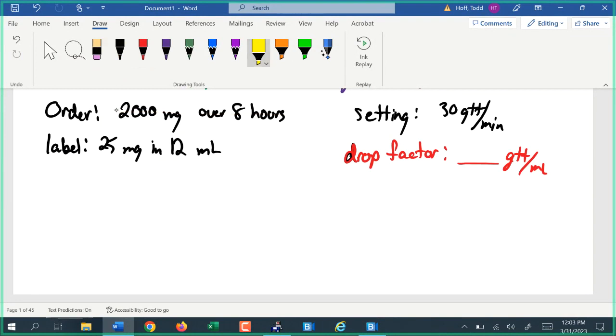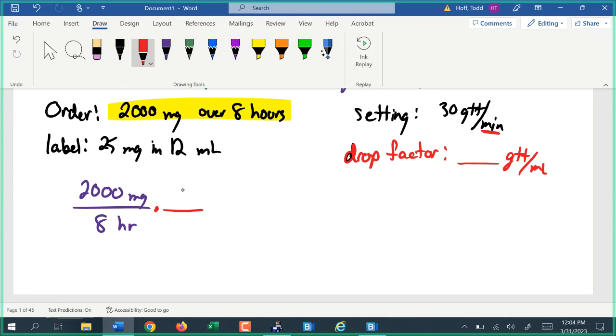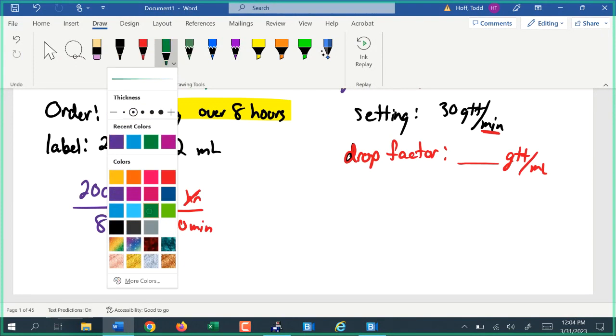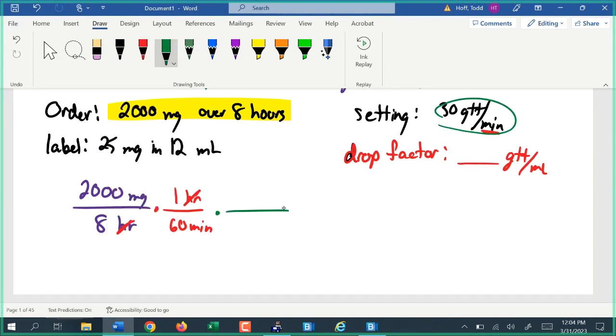There we go. So we have 2,000 milligrams over 8 hours. Well, we need to get rid of both of those things. Usually I go for time first. I don't have anything that has hours in it, but I do have minutes over here. So let's get rid of the hours by saying 1 hour is 60 minutes. That'll cancel out the hours. Now we're in minutes, and we can get rid of minutes because we have our flow rate here. We'll put minutes on top, 30 drops on bottom per that 1 minute.